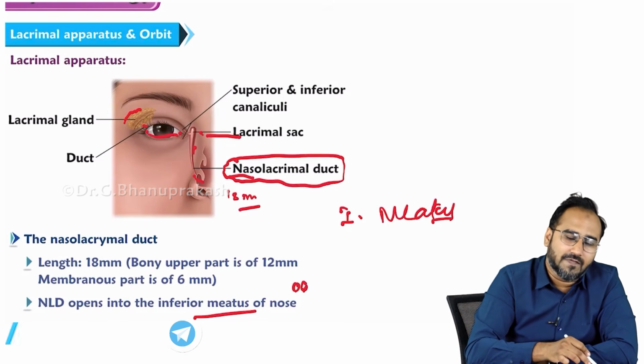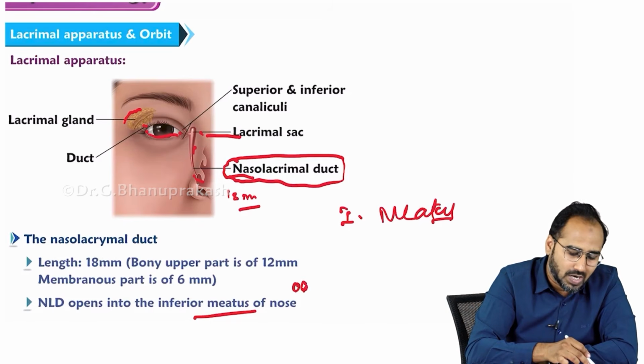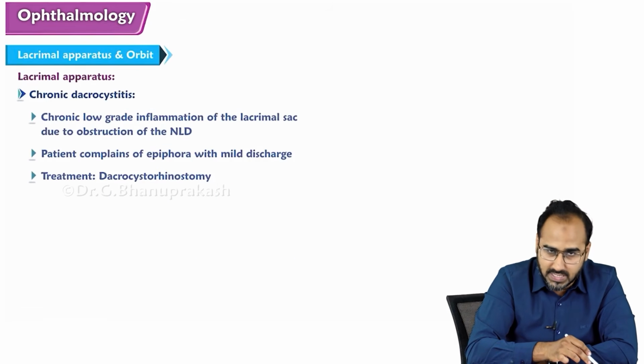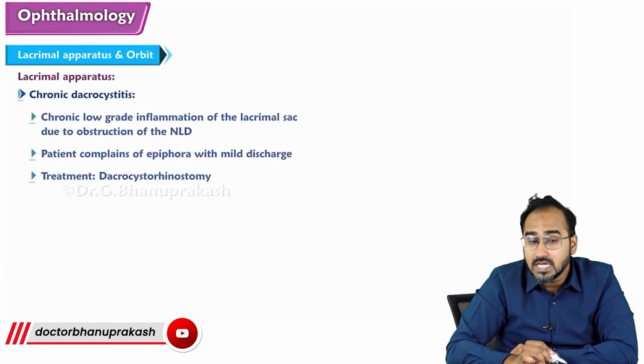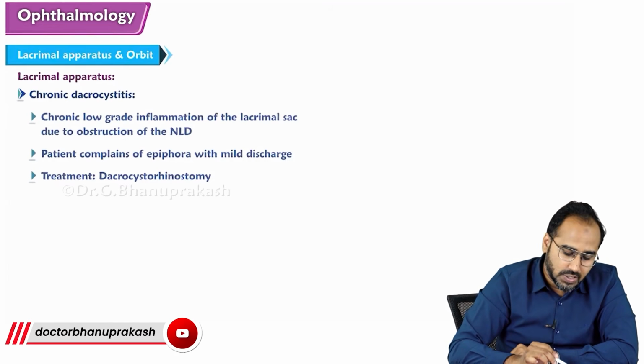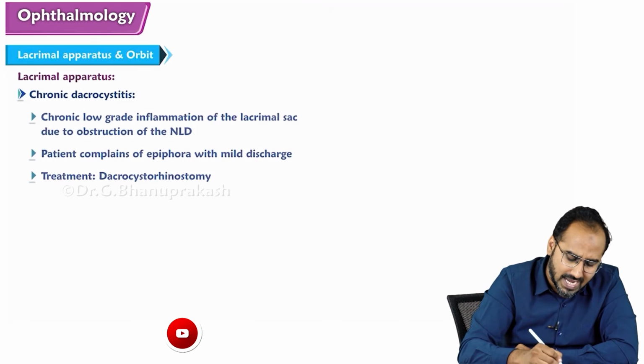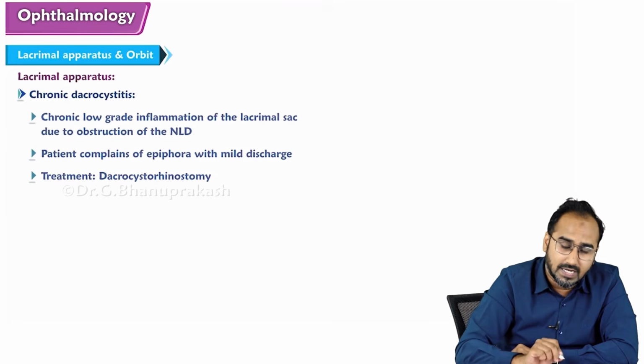So any infection of the lacrimal sac and duct is called Dacryocystitis. So we are discussing a condition called chronic Dacryocystitis. Chronic Dacryocystitis meaning what? It's a chronic low-grade inflammation of the lacrimal sac as well as the nasolacrimal duct.